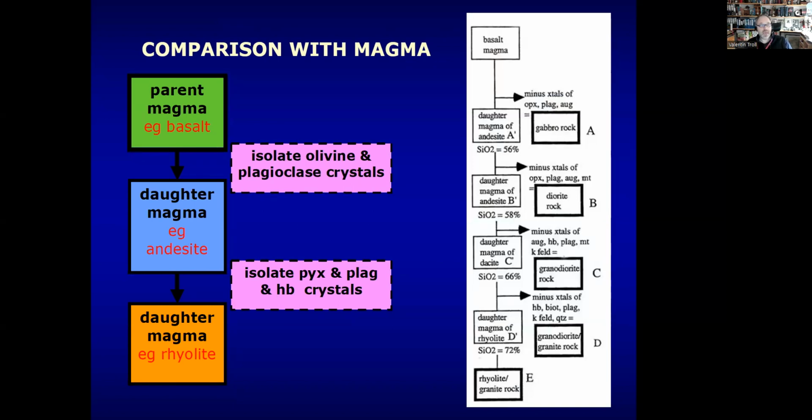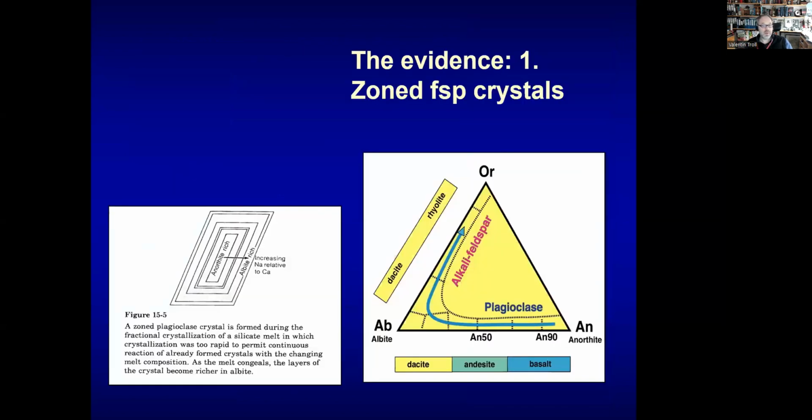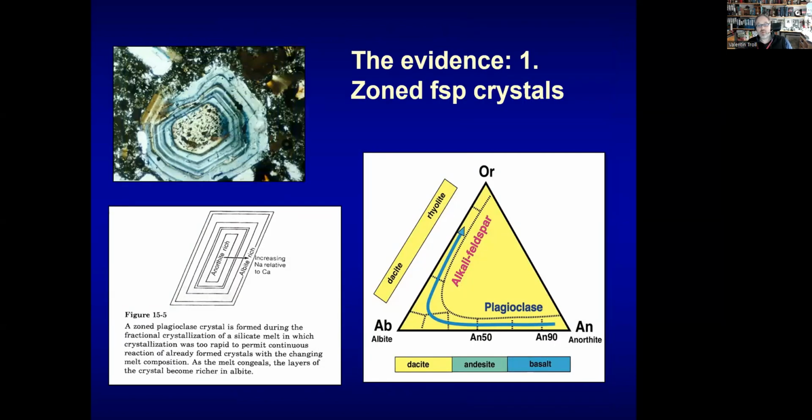Now, do we have some evidence for this happening in reality? Well, one line of evidence is that we have quite frequently zoned feldspars, and there may be complications because of magma replenishments, but we do sometimes find anorthite-rich cores, calcium-rich cores that go all the way to albite-rich rims.